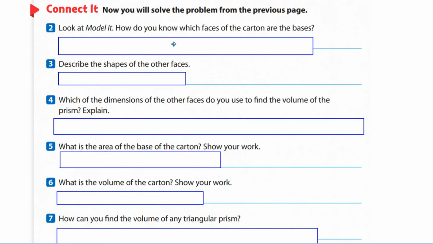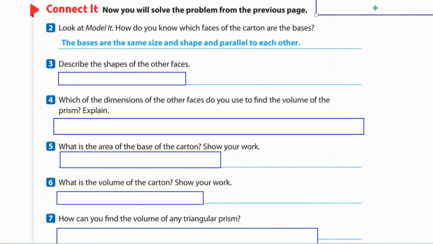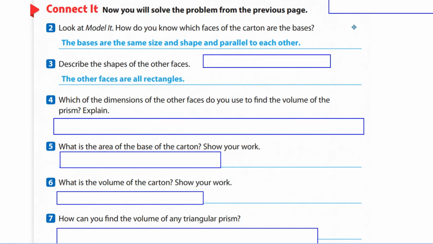Now let's look at the answers. Question 2. How do you know which faces of the cartons are the bases? Well, the bases are the same size and shape and parallel to each other, just like we talked about. Question 3. Describe the shapes of the other faces. Well, all the other faces are rectangles.